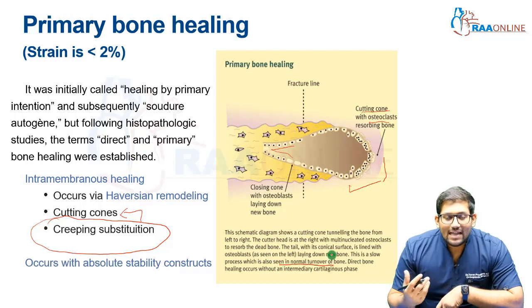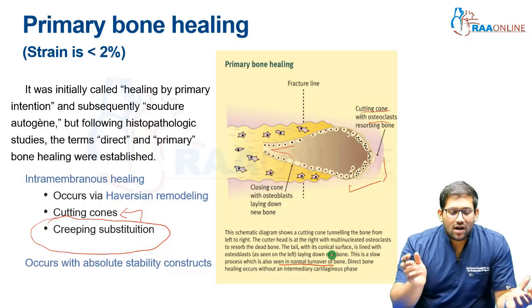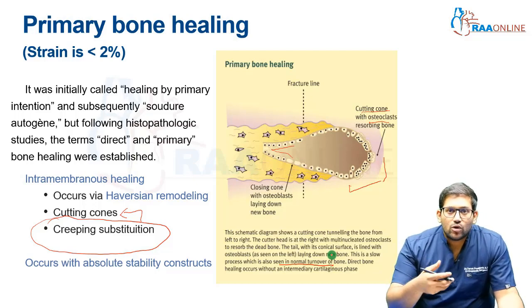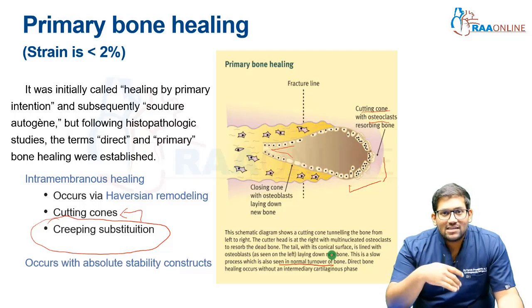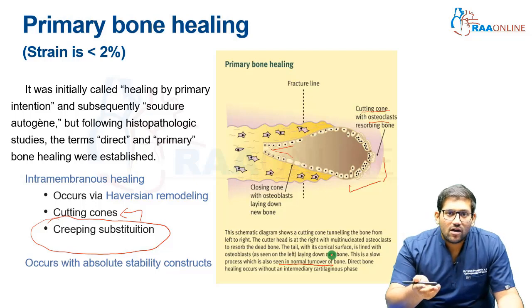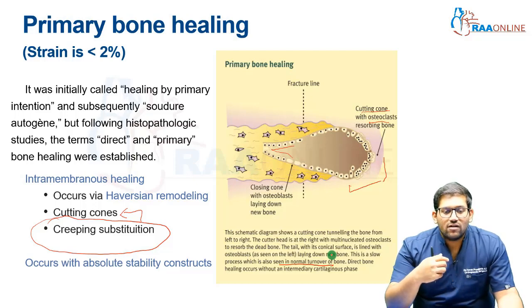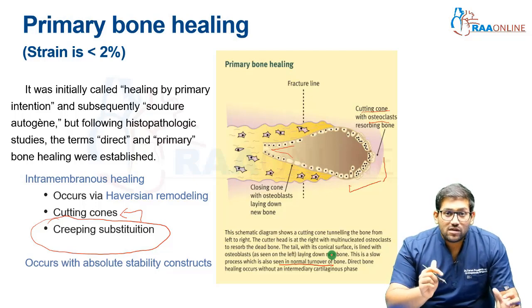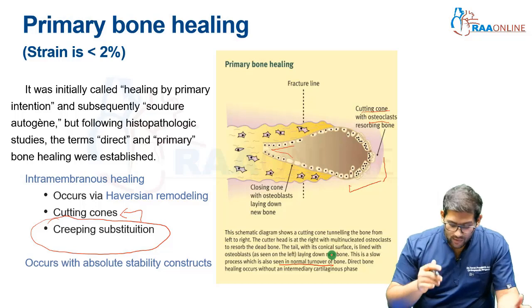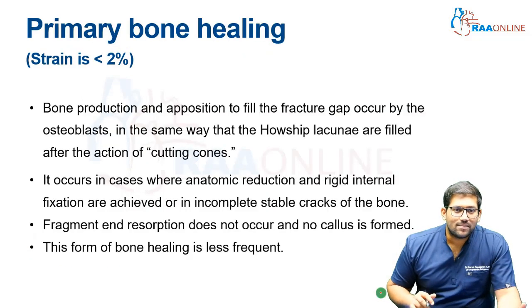In this type of healing, there is no cartilaginous component to it, wherein the bone goes in, it's eaten up, it substitutes, and again bone is formed. So, it's initially gone by the osteoclasts followed by the osteoblastic activity, which means bone is resorbed, following which bone is further formed. So this occurs in something called an absolutely stable construct. We'll be speaking about that in a bit.